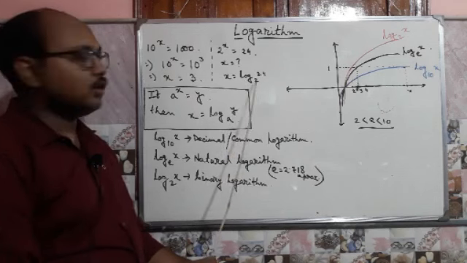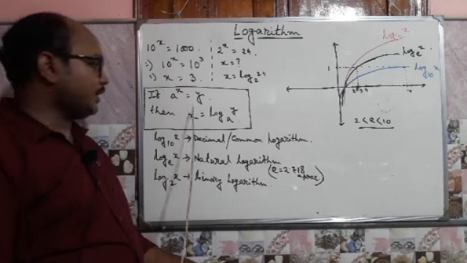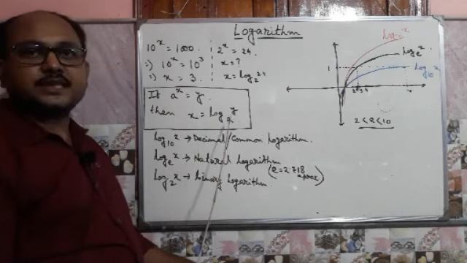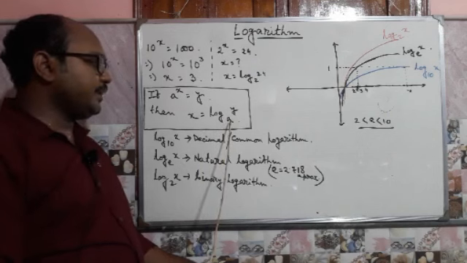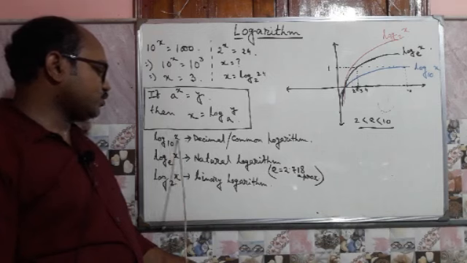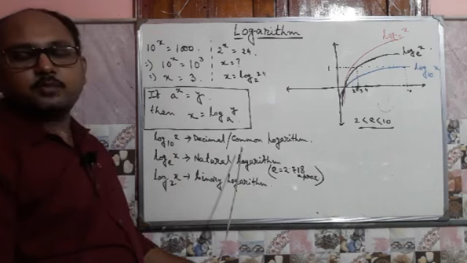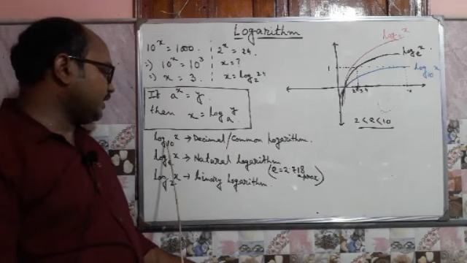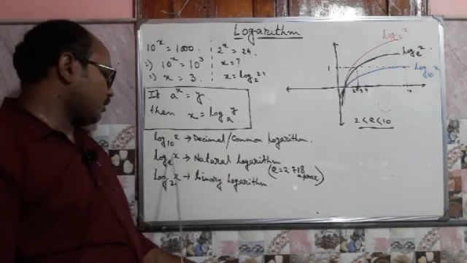Then what is the definition? If a to the power x equal to y, then this power x will be x equal to log y to the base a. If this base becomes 10, log x to the base 10, it is known as decimal logarithm or common logarithm. It is mainly used in engineering mathematics and in chemistry.